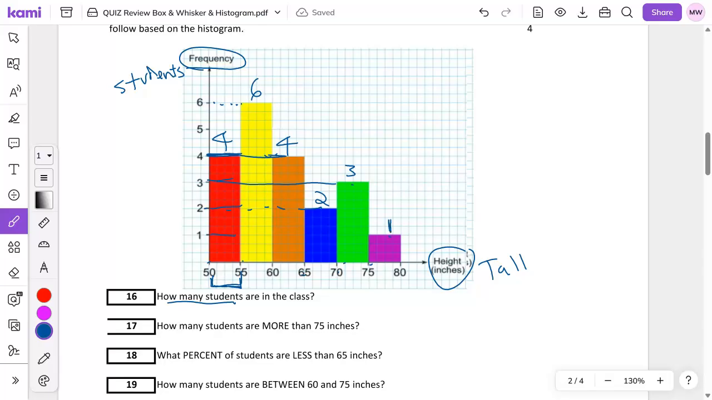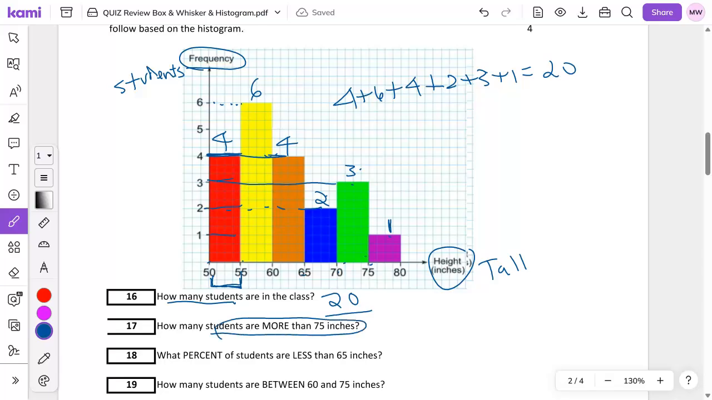Okay, so we count these together. 4 plus 6 plus 4 plus 2 plus 3 plus 1 equals what? 10, 14, 16, 19. So it's going to be 20 students, okay? So how many students in a class? Number 20. How many students are more than 75? Well, 75 is right here, right? How many are more? Only 1, right? Everybody else is less, okay?